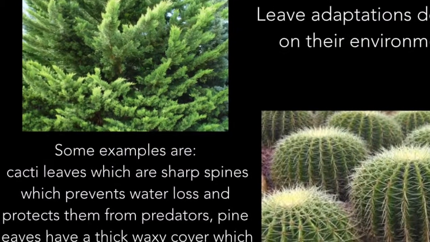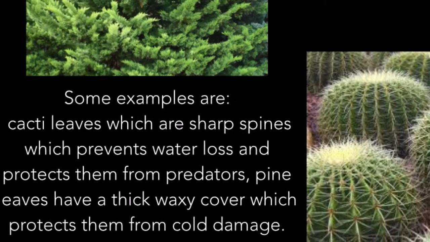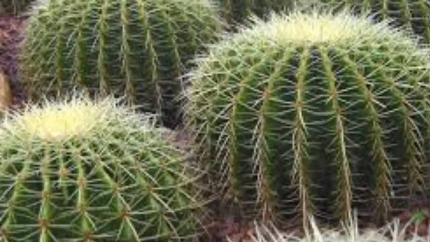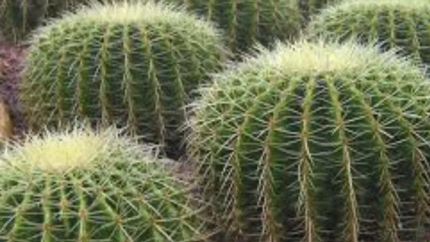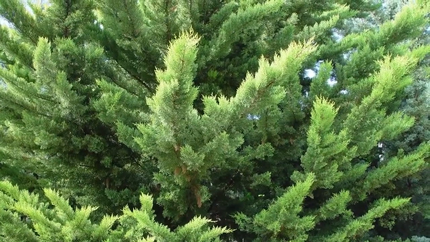Leaf adaptations. Leaf adaptations depend on their environment. Some examples of these adaptations are cacti leaves, which are sharp spines that prevent water loss and protect them from predators, and pine leaves, which have a thick waxy cover which protects them from damage.